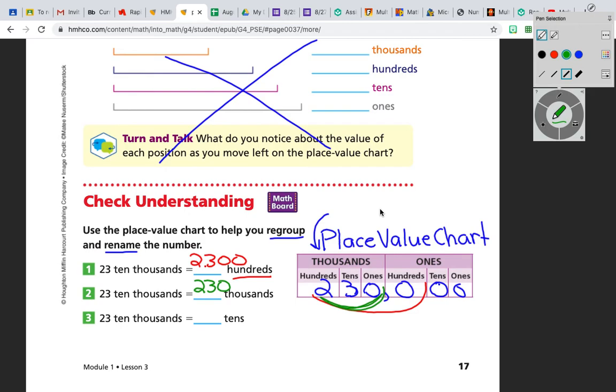And then how many tens do I have? So I'm going to come over here. Tens, I scoop all of this up. I have 23, so I'm going to change where my comma is. I have 1, 2, 3 zeros. 1, 2, 3 zeros, and a 23 in front of it. So you have 23,000 tens. And that's how you regroup and rename numbers.